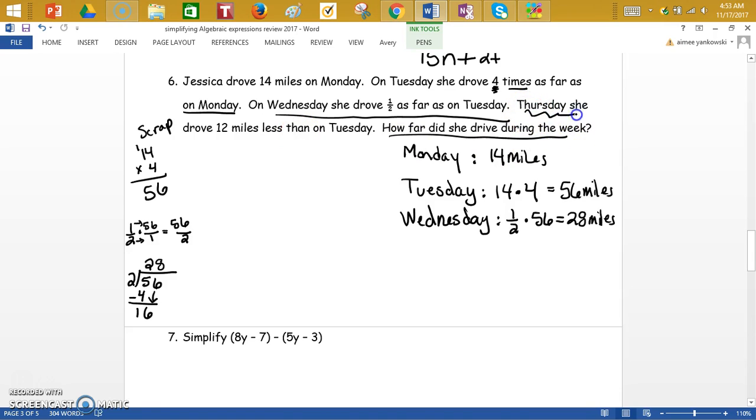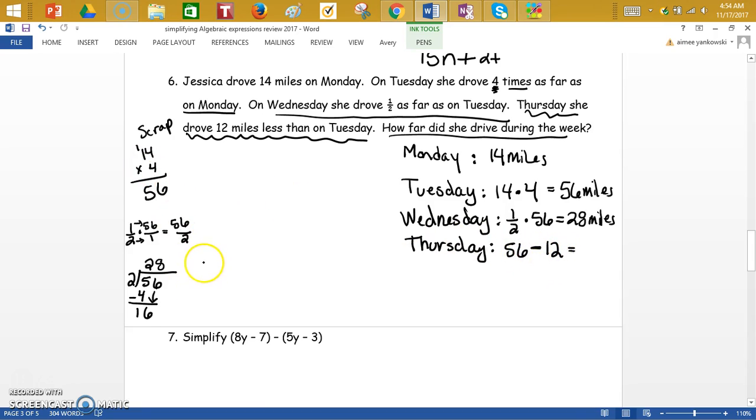Okay. On Thursday, she drove 12 miles less than on Tuesday. Okay, Thursday uses Tuesday's 56 also. So on Thursday, she drove 12 miles less than the 56 she drove on Tuesday. How do we find 12 miles less than 56? You take your 56 and you take away 12 miles. That's 12 miles less than 56.